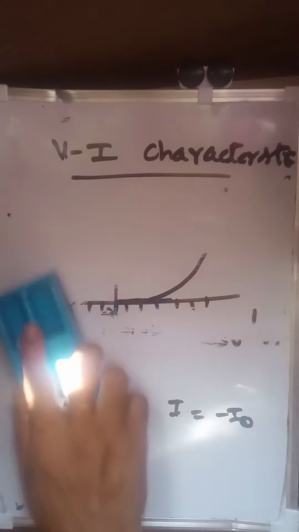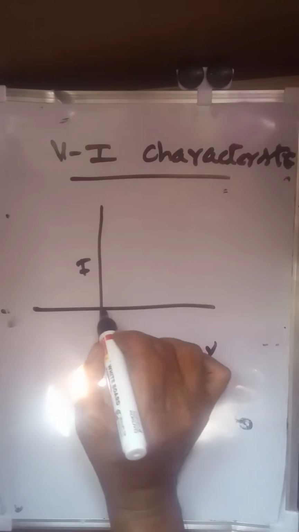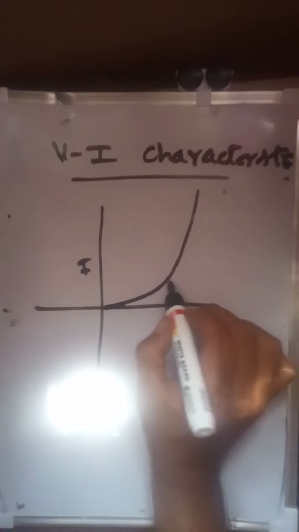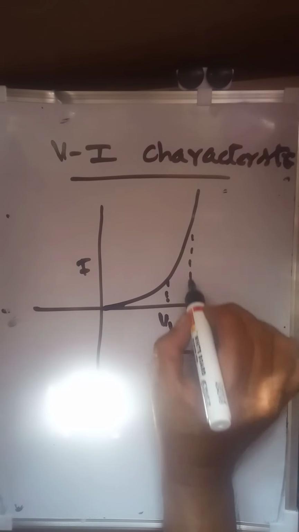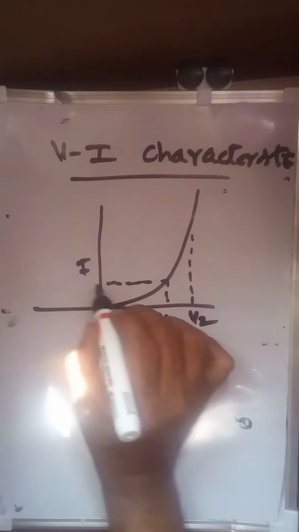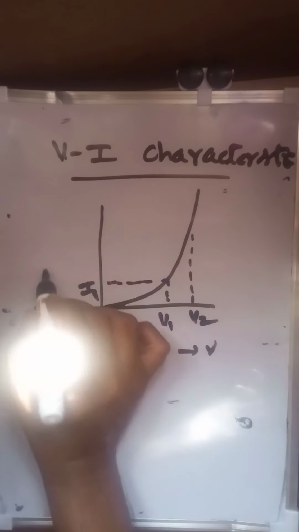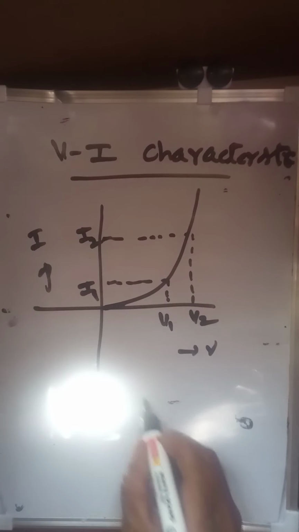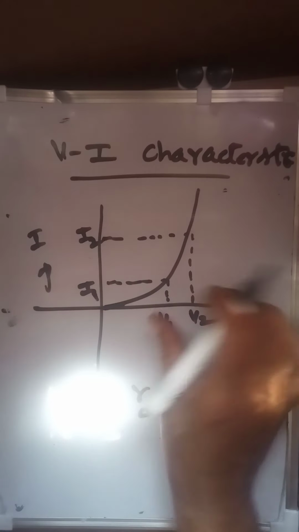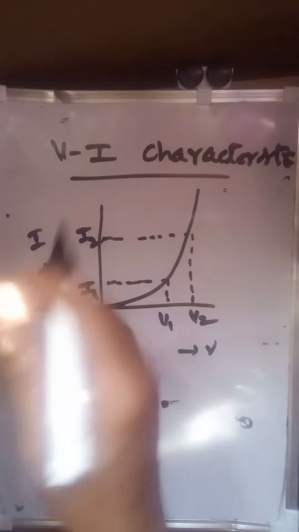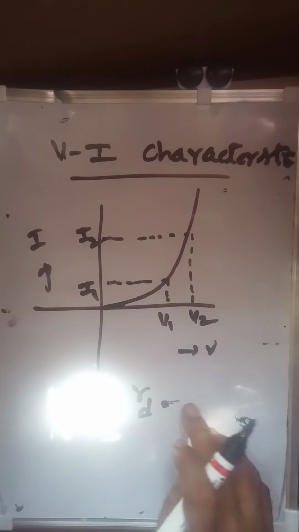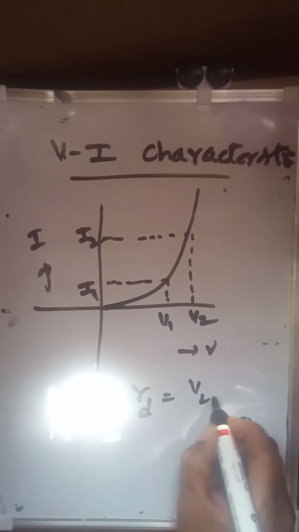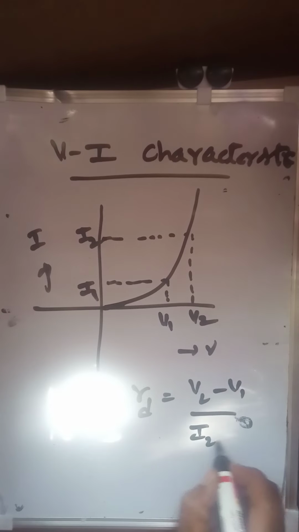Now let us calculate the dynamic resistance in the forward bias. Here this axis is V and this is I. Let this value be V1 and this value be V2, and the corresponding currents be I1 and I2. Because the diode is a non-linear device, its resistance is not fixed as in the case of Ohm's law, so we need to calculate the dynamic resistance. It is the ratio of the change in voltage, V2 minus V1, by the change in current, I2 minus I1.